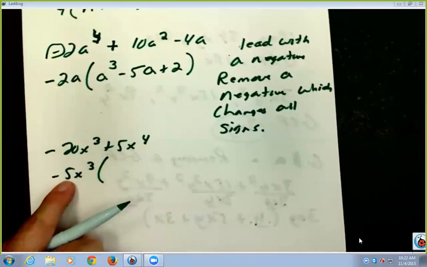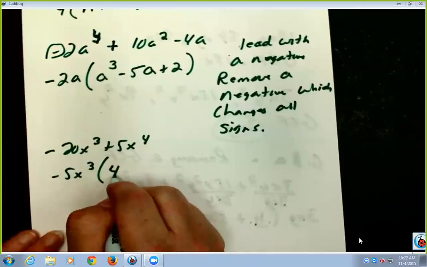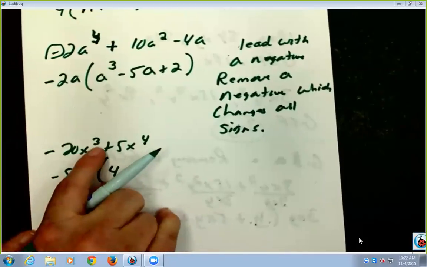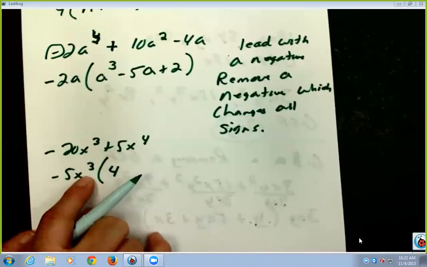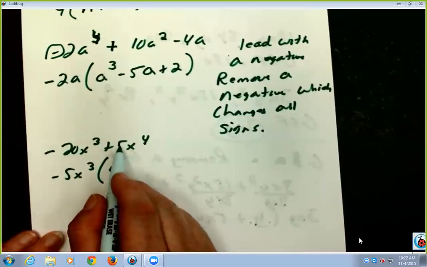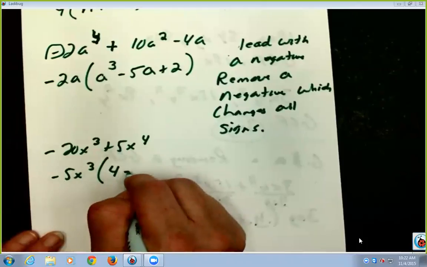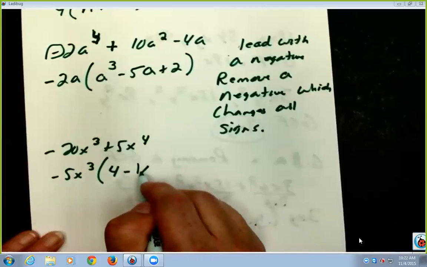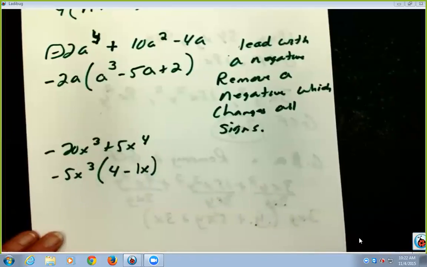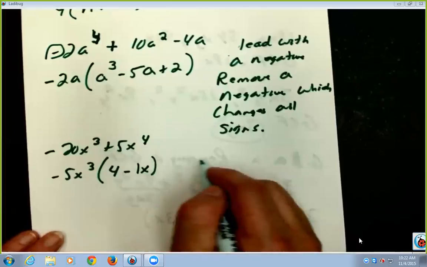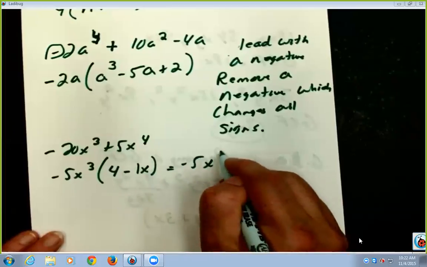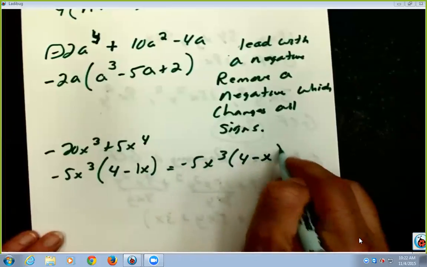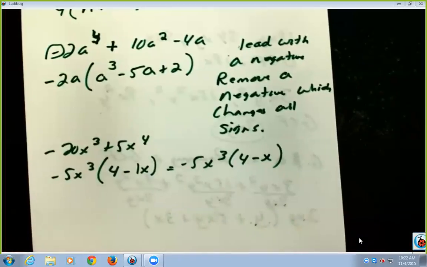So negative 20 divided by negative 5 is a positive 4. X to the third over x to the third, gone. A positive 5 divided by negative 5 is a negative 1. If you want to put the 1 there, but we're not going to put it in Hawkes when we do that. X to the fourth and x to the third leaves me an x. We good? Nope. So when you put this answer into Hawkes, it's going to be a negative 5x cubed times 4 minus x. Okay? With no 1. It'll tell you.